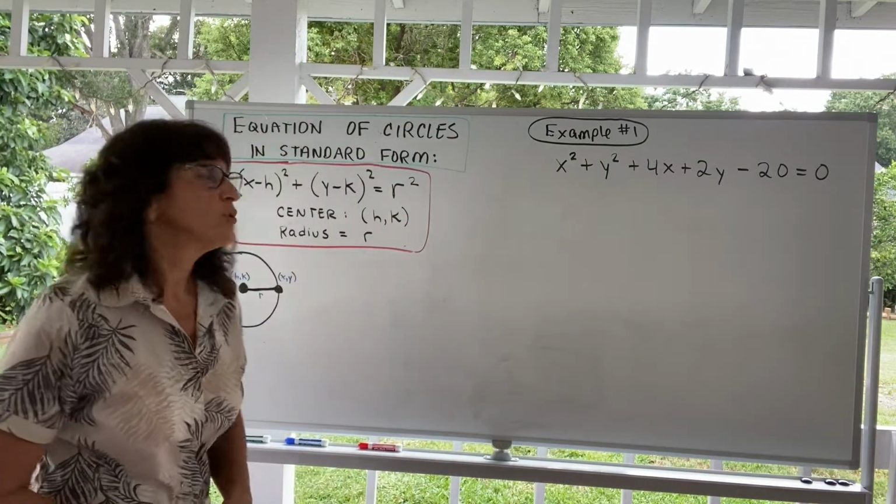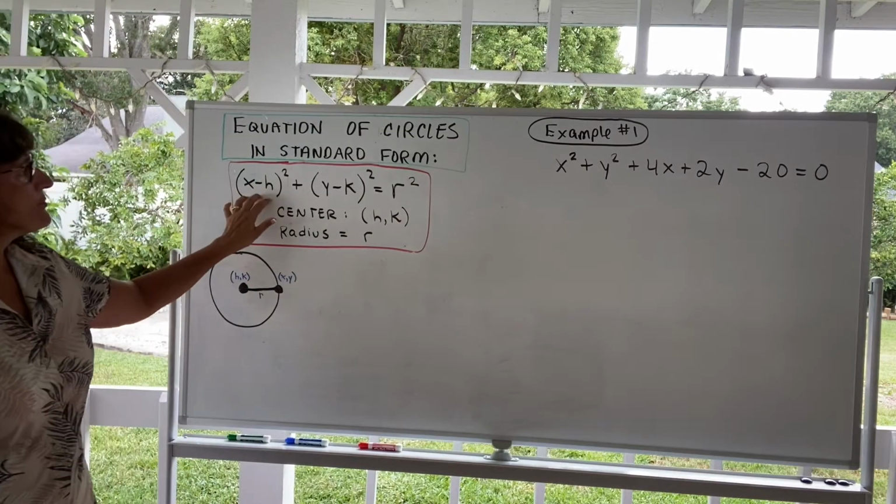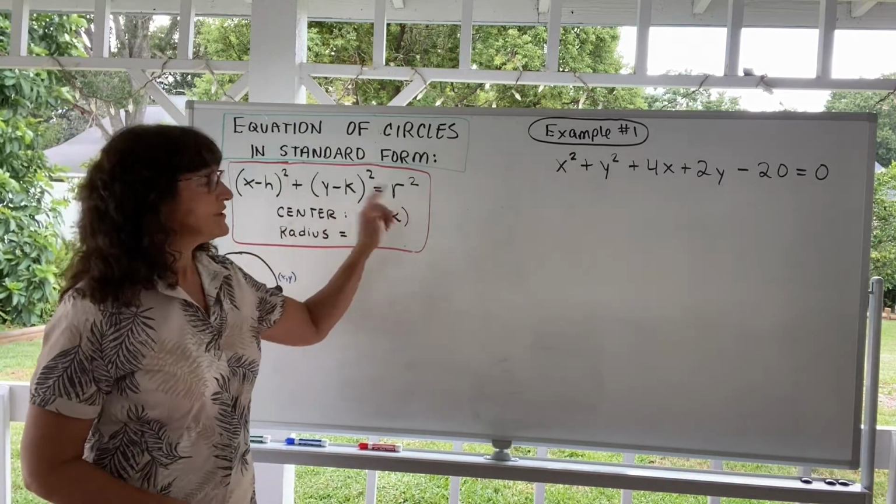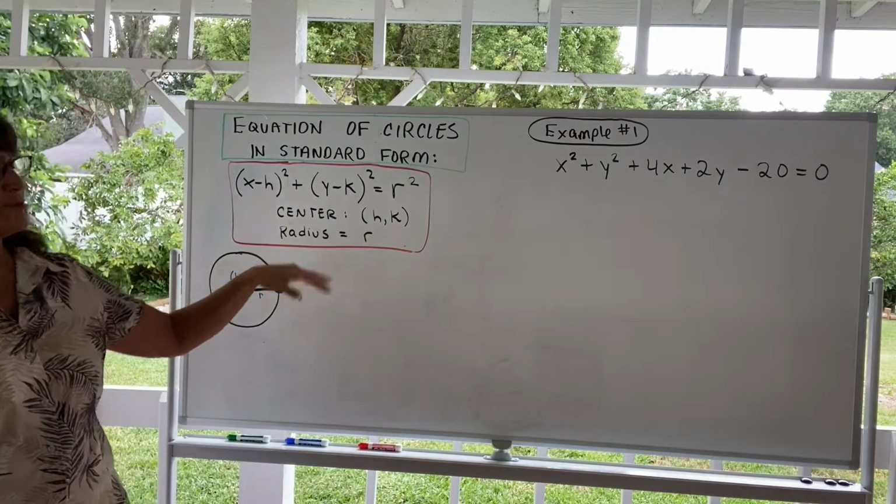Okay, let's take a look at the equation of the circle. In standard form, (x minus h) squared plus (y minus k) squared equals r squared, where the center is (h, k), the radius is r.